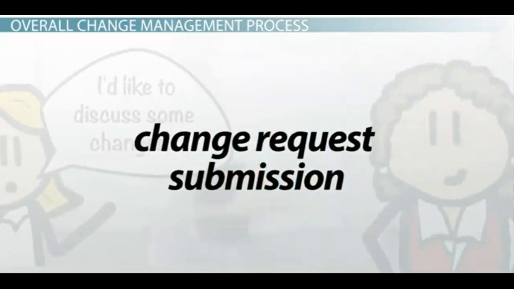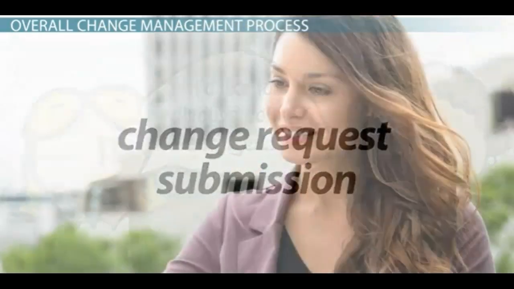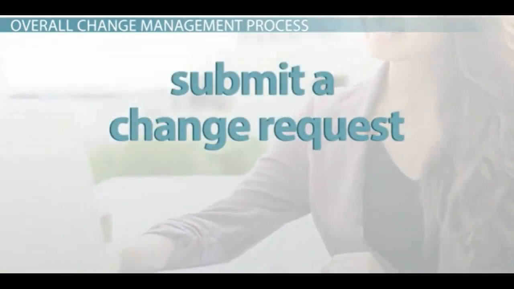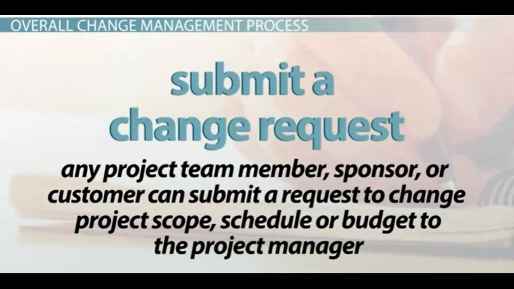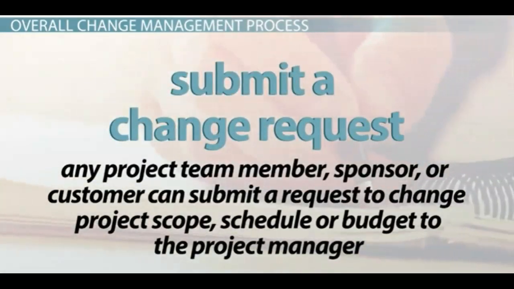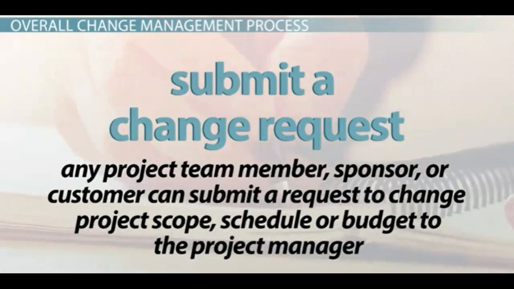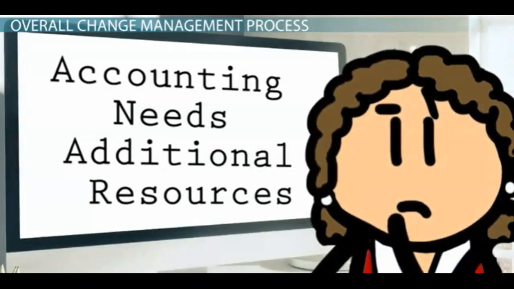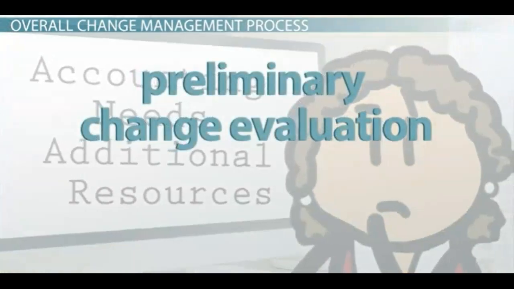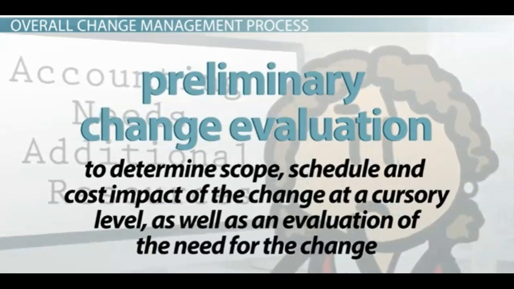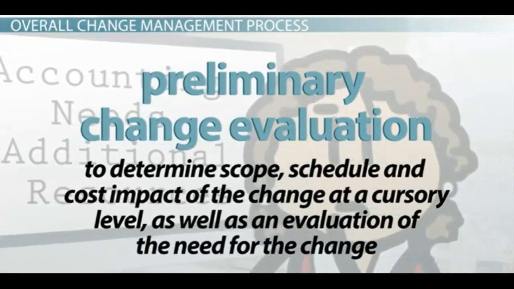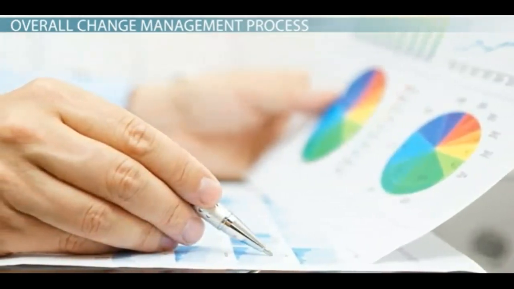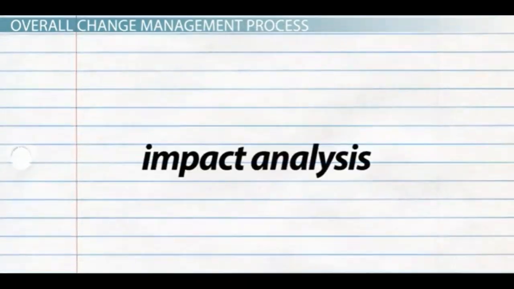Change request submission. For each change, type, and level, the change management process documents who is authorized to submit a change request and to whom it is submitted. In general, any project team member, sponsor, or customer can submit a request to change project scope, schedule, or budget to the project manager. Preliminary change evaluation. Jennifer, the project manager, will perform a preliminary change evaluation to determine scope, schedule, and cost impact of the change at a cursory level, as well as an evaluation of the need for the change. She will decide whether to defer, reject, or accept the change request, and if accepted, an impact analysis will be performed.